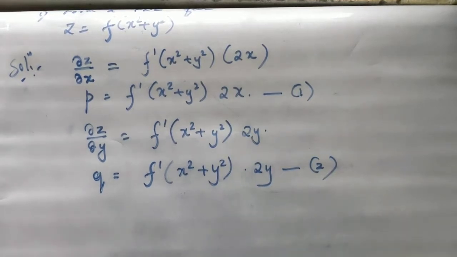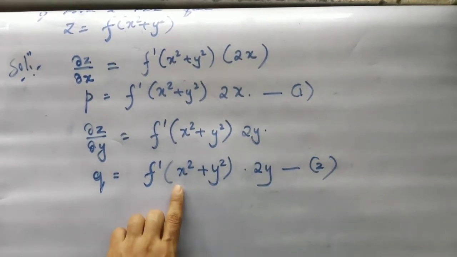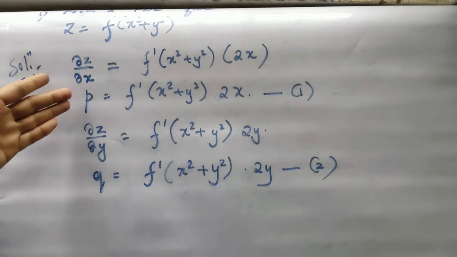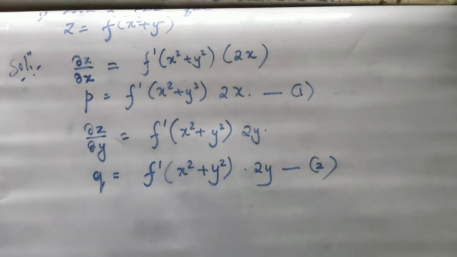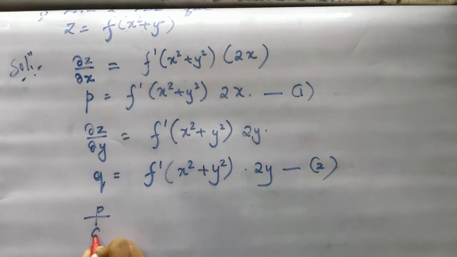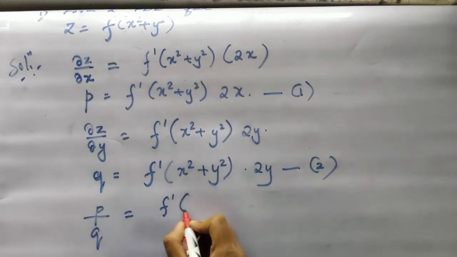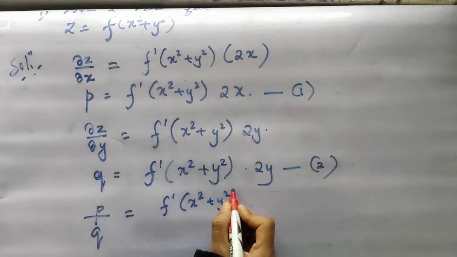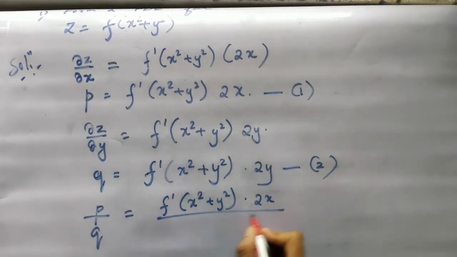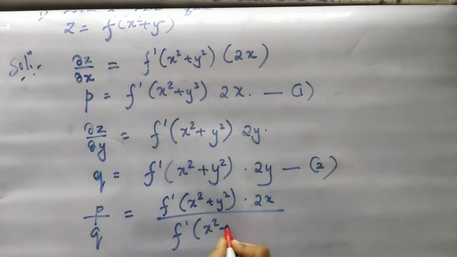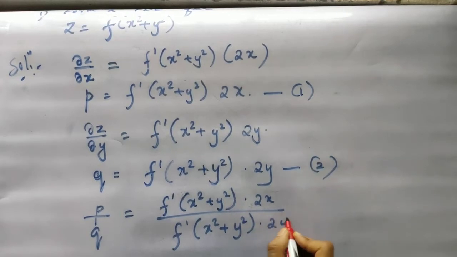Now your whole motive should be eliminating this f dash. Quite simple, if you divide equation 1 by equation 2, you get f dash cancelled, is it not? Let us consider p divided by q. p divided by q will be f dash of x square plus y square into 2x divided by f dash of x square plus y square into 2y.